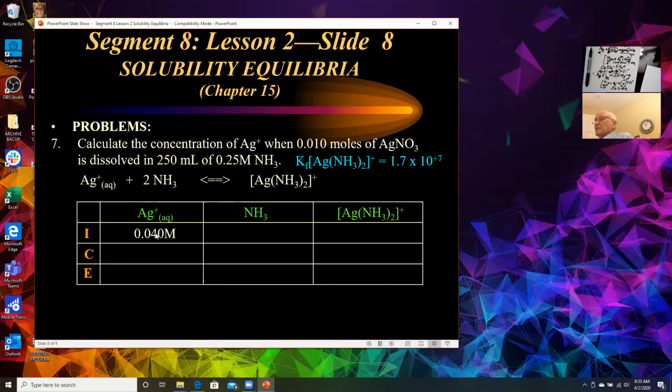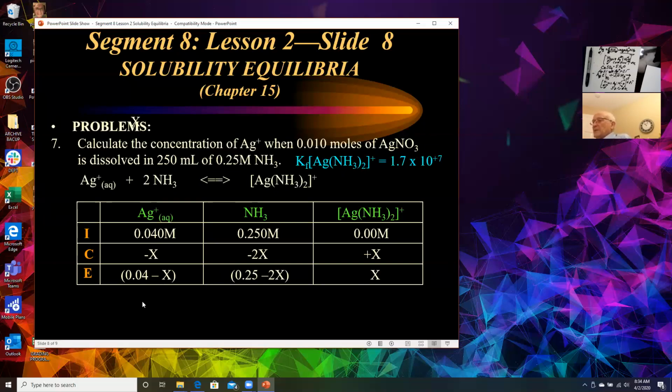All right, so the concentration of silver ion to start out with was that. Concentration of ammonia was that. And the concentration of the complex was 0. So if the complex was 0, the equilibrium is just to the right. This will decrease by X. This will decrease by 2X because there are 2 ammonias. And this will increase by X. I can put these numbers together like this.